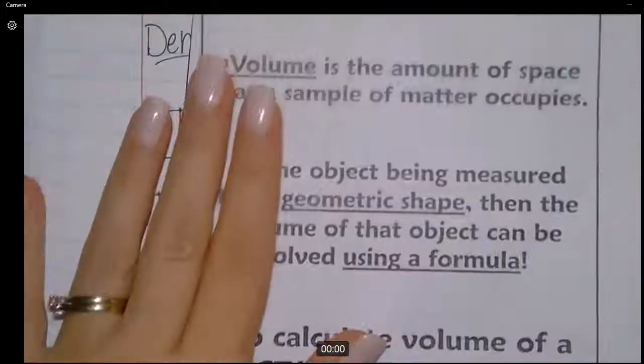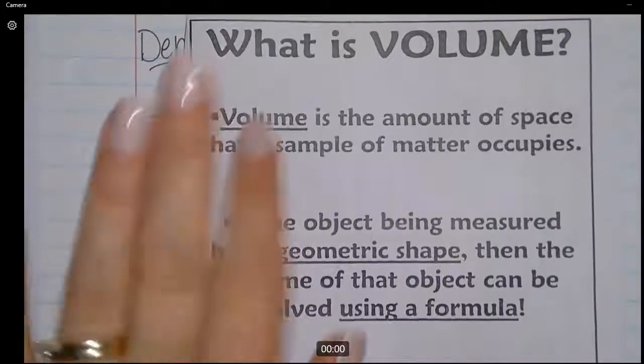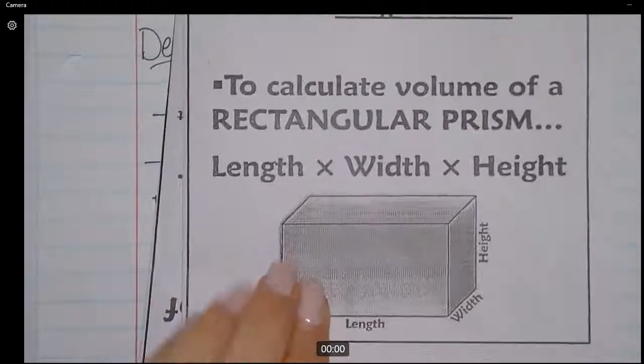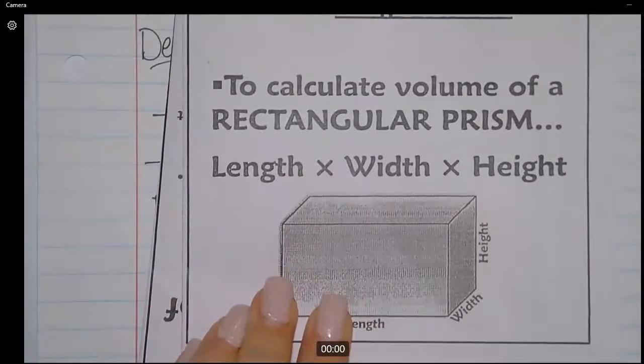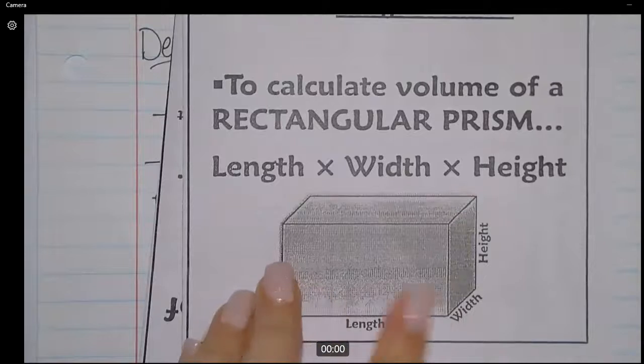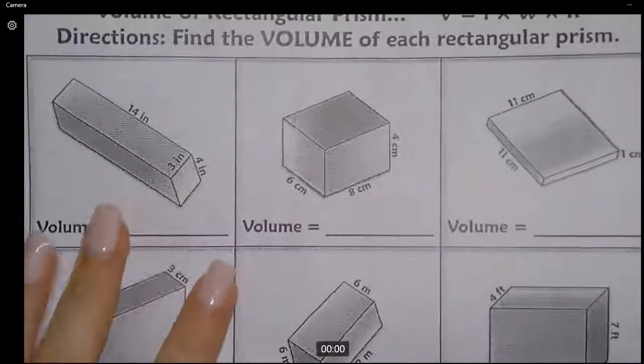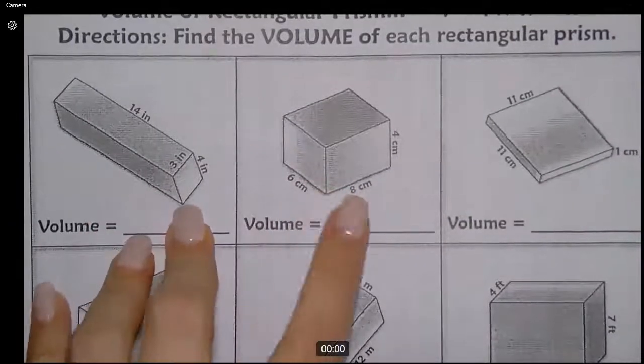Then I said the second thing you have to know is how to find volume. So what is volume? And it tells you this on this paper. But we're looking at rectangular prisms because that's the only one you have a formula for. And you're going to do length times width times height, just like you've done in math class. Okay, so let's look at this problem right here.